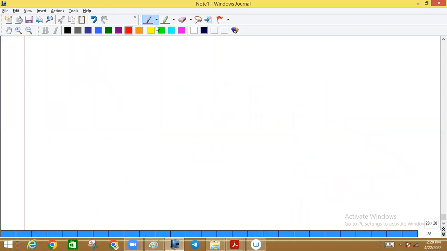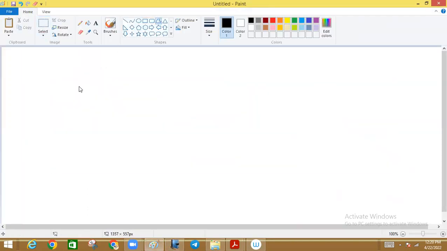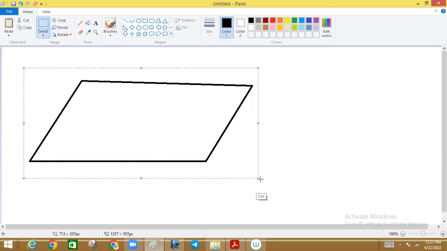Parallelogram. What is the main difference between the parallelogram and rectangle? See, in a rectangle also opposite sides are parallel and equal. In a parallelogram also opposite sides are what? Parallel and equal. But it's only about the adjacent sides.